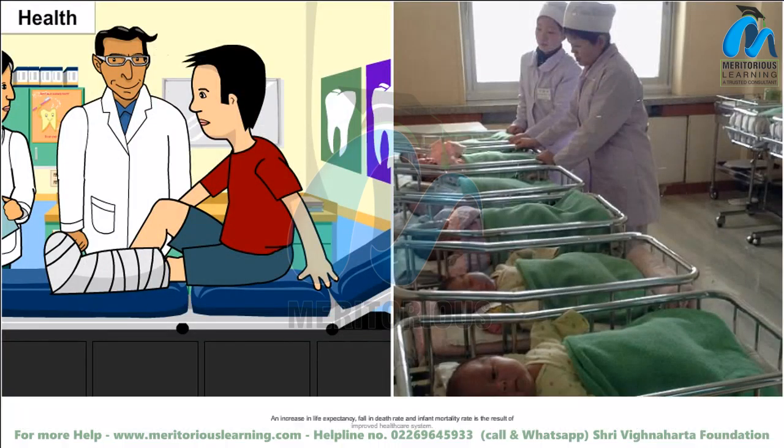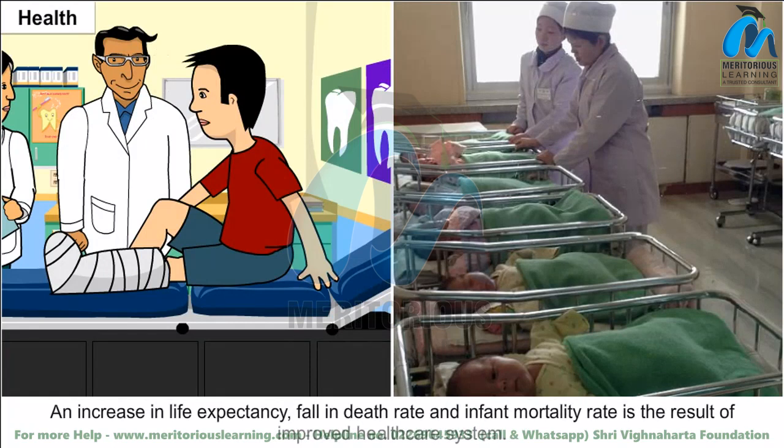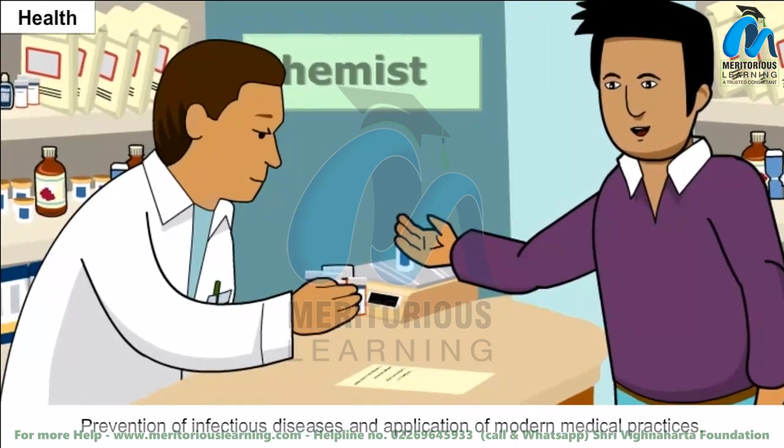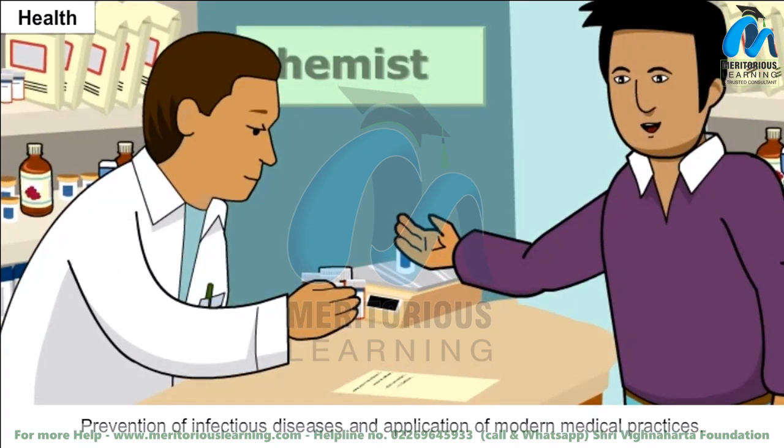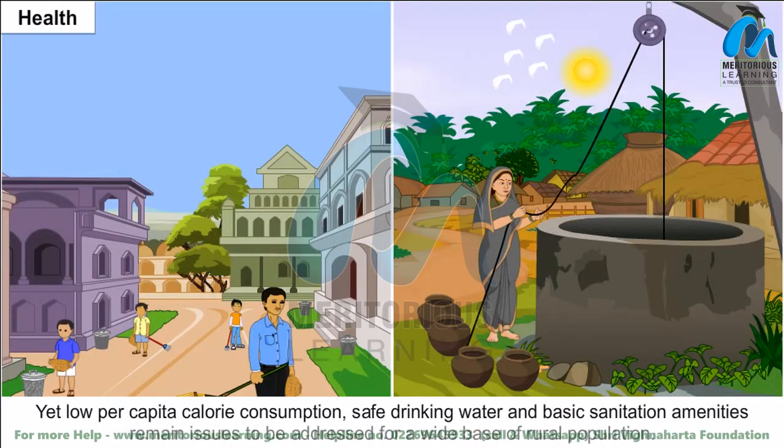Health. An increase in life expectancy, fall in death rate, and infant mortality rate is the result of improved healthcare system, prevention of infectious diseases, and application of modern medical practices. Yet, low per capita calorie consumption, safe drinking water, and basic sanitation amenities remain issues to be addressed for a wide base of rural population.